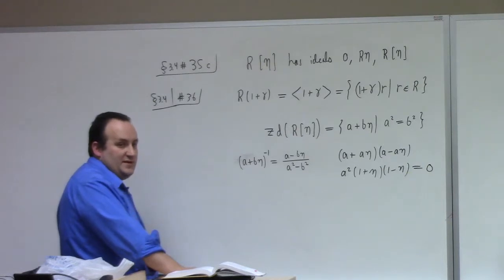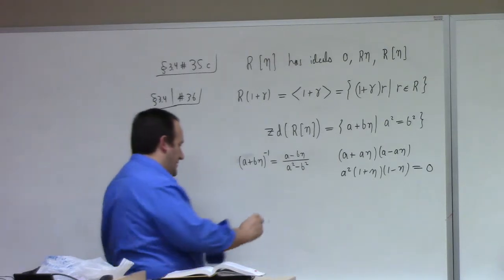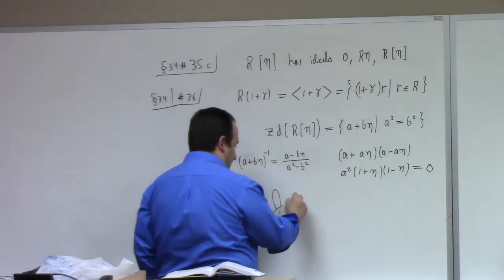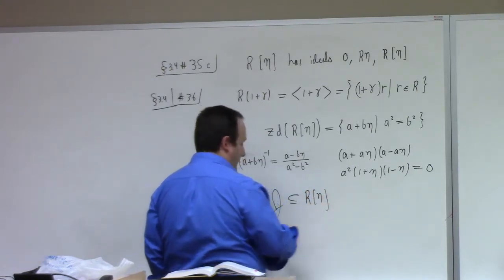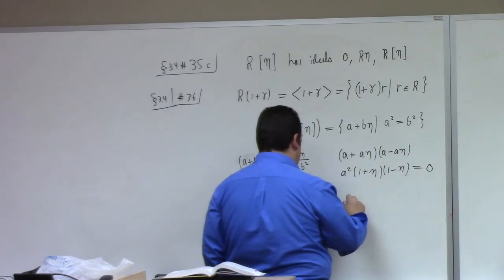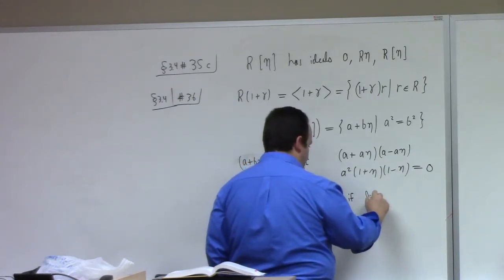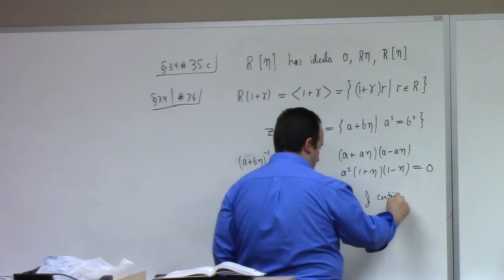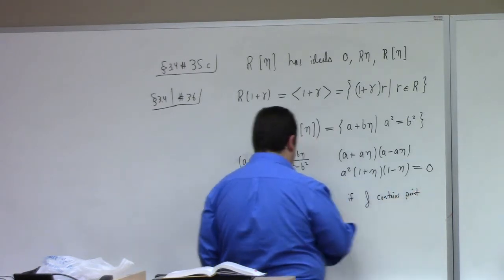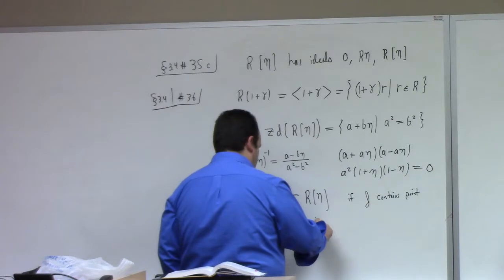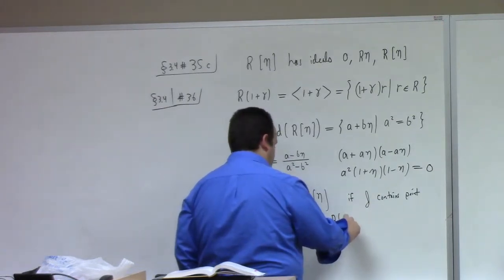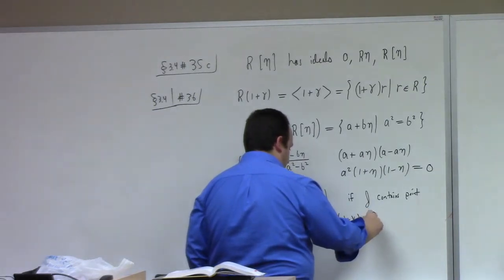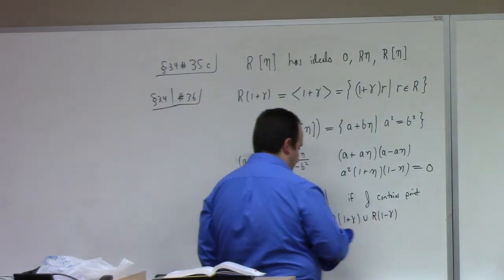So what's that mean? In other words, suppose J is an ideal, a subset of R adjoin omega. Then if J contains a point not in R times 1 plus gamma union R times 1 minus gamma, right?